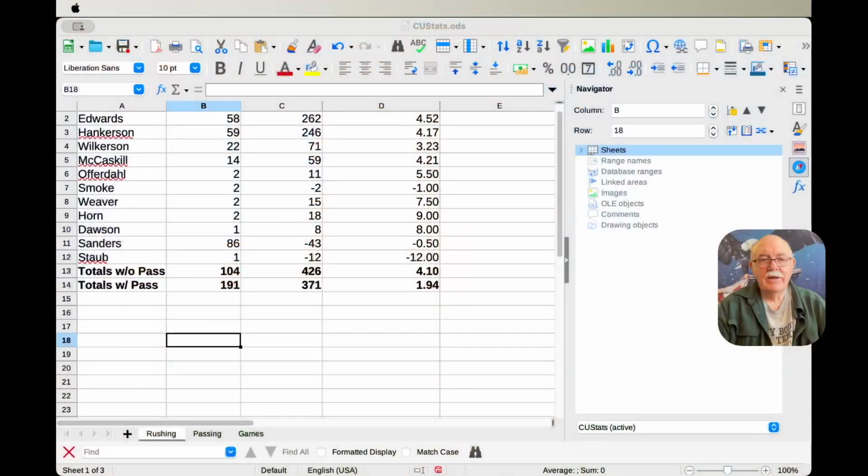I want to talk today about Colorado football stats. For those of you who are following the Colorado team and wondering what's going on, I think possibly my analysis might help you understand the issues. I've been using this spreadsheet for a while, and now what I've done is I've broken it into three separate sheets. One for rushing, one for passing, and one for the games.